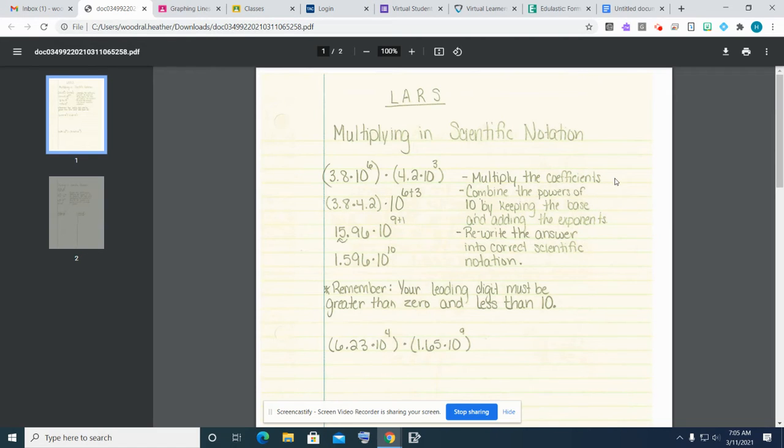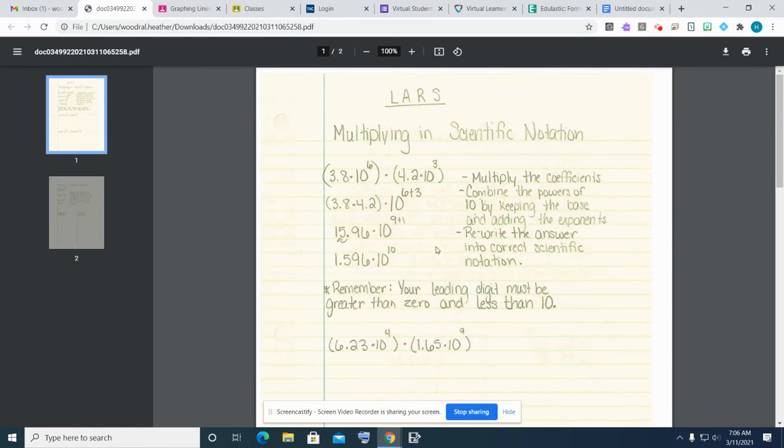So when you multiply, you start by pulling those coefficients to the front, just like we did yesterday. So the 3.8 and the 4.2 pull to the front. And we combine those powers of 10 by keeping the base and adding the exponents, just like when multiplying numbers with exponents. So we would do 10 to the power of 6 plus 3. Now we just solve. 3.8 times 4.2, we get 15.96. 10 to the power of 6 plus 3 is 10 to the power of 9.